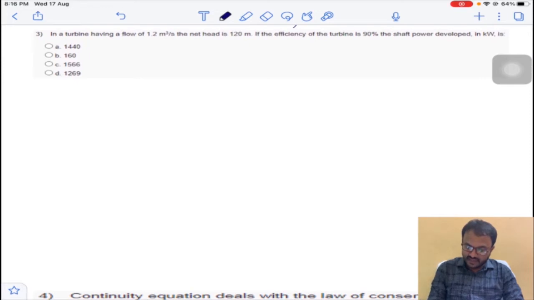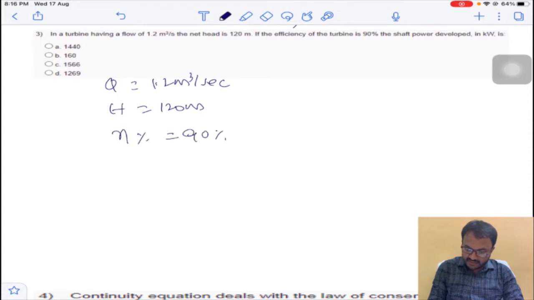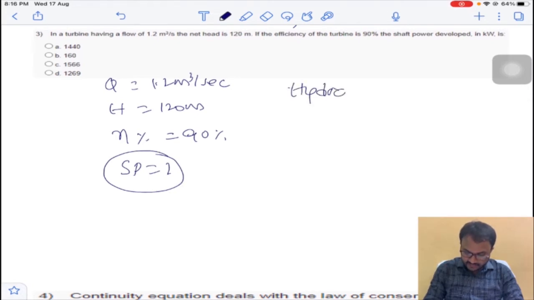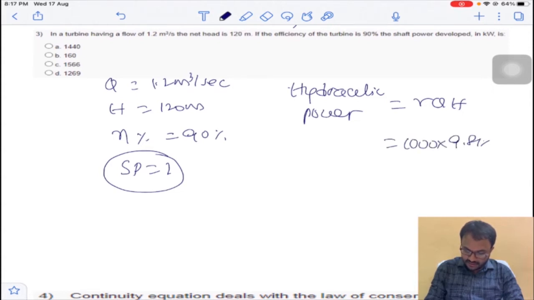And in a turbine having flow, that is discharge 1.2 meter cube per second and net head H is equal to 120 meters, efficiency of turbine eta is equal to 90% and shaft power SP is equal to. So first of all we need to calculate hydraulic power. Hydraulic power is equal to gamma QH. So gamma is 1000 into 9.81. Q is equal to 1.2, H is 120.